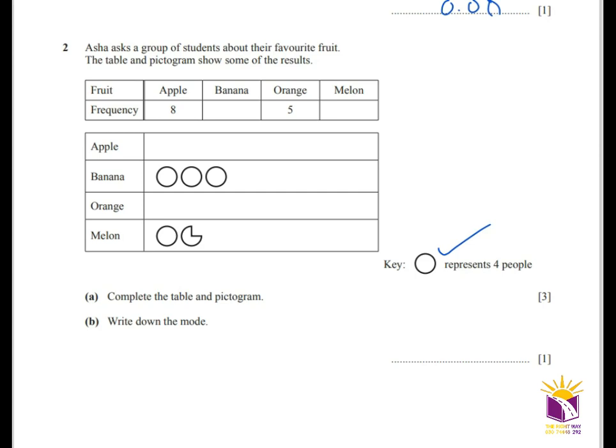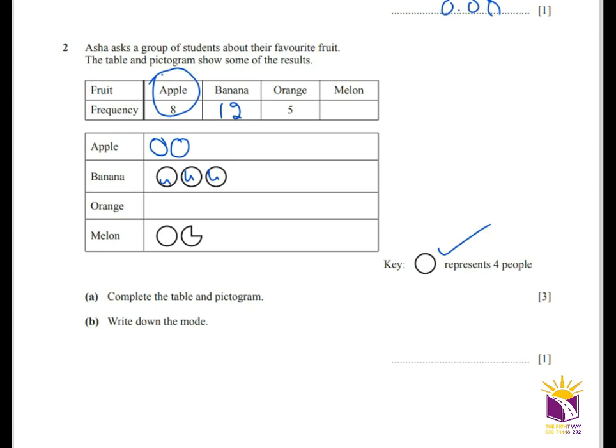Now for the apple, which is written in your table but not in the pictogram, 8 will be equal to 2 complete circles, because one circle represents 4, and 4 plus 4 equals 8. Banana is not written in your table but it is in your pictogram. It will be 4 plus 4 plus 4, and it will be equal to 12.